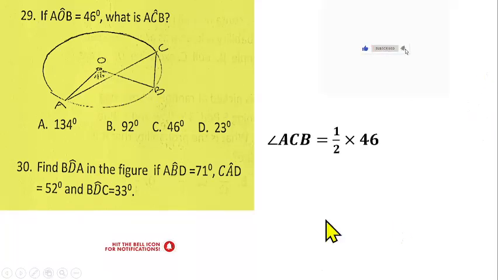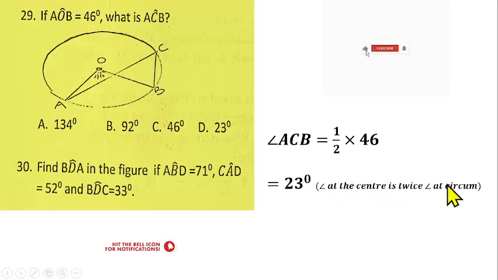So that will be 1 over 2 times 46. That will give us 23 degrees. Angle at the center is twice the angle at the circumference. So option D is the correct option for question number 29. Then question number 30 is the continuation.